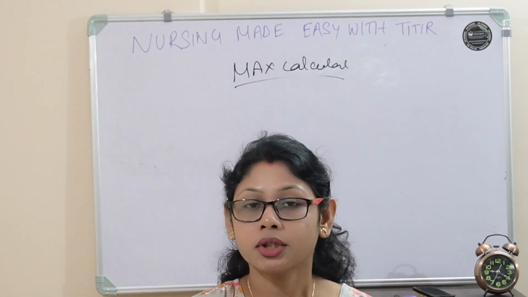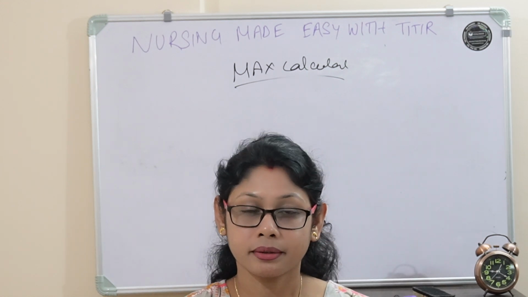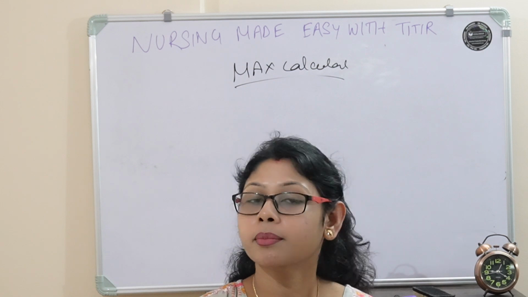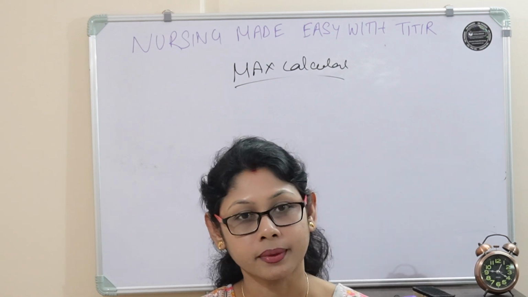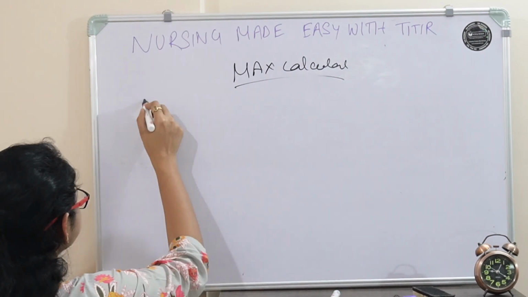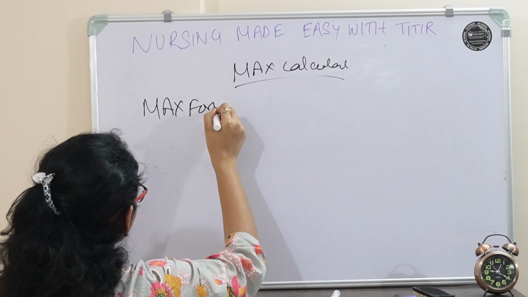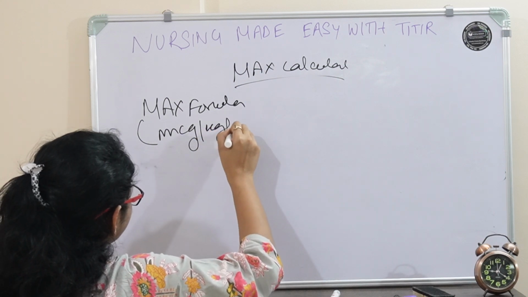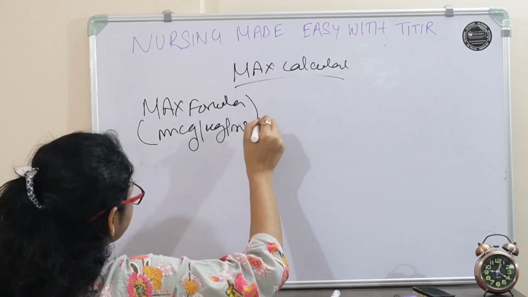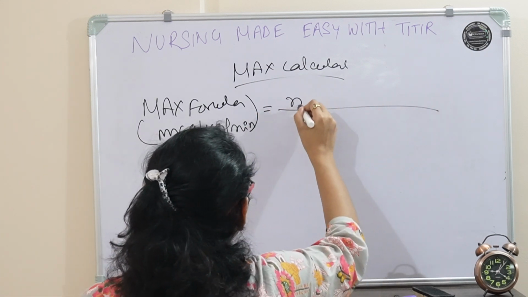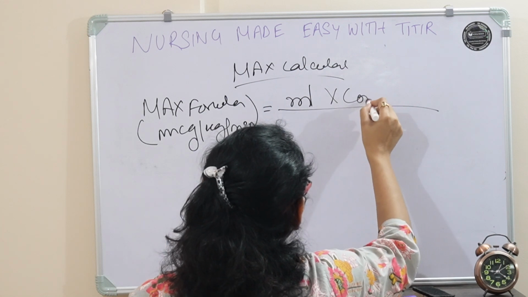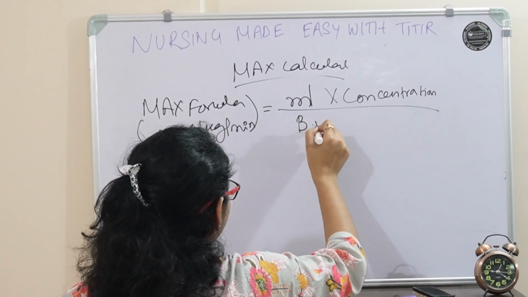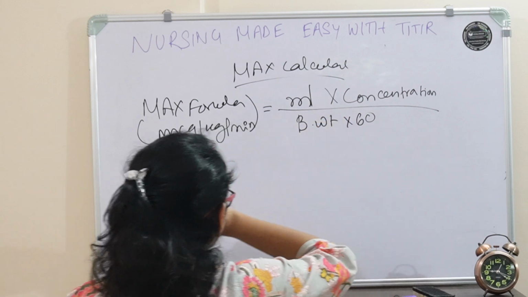So the max calculation of a drug depends on many factors. First, it depends on the drug, the dose, the concentration, and very important, the patient condition and patient body weight. Let's start with the max formula. Max in mcg per kg per minute. The formula is ml into concentration divided by body weight into 60.